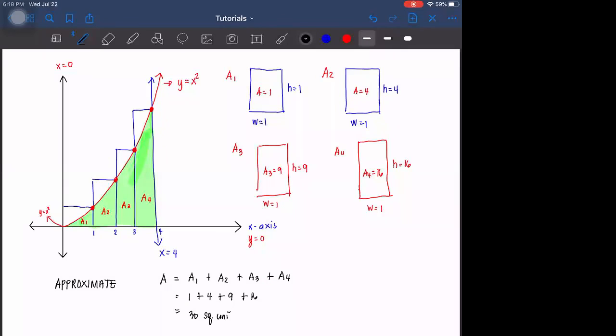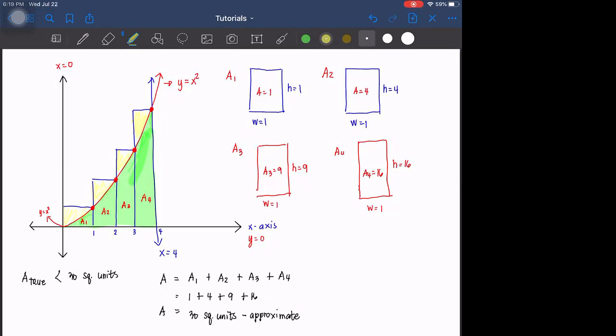Is that the real answer? No. Is that the true answer? No. It's just an approximate area. So the real answer, the true area, is it greater than 30 or less than 30? Less than. Why less than 30? Because the rectangles have excess. The true area is less than 30 square units, because of this portion here.